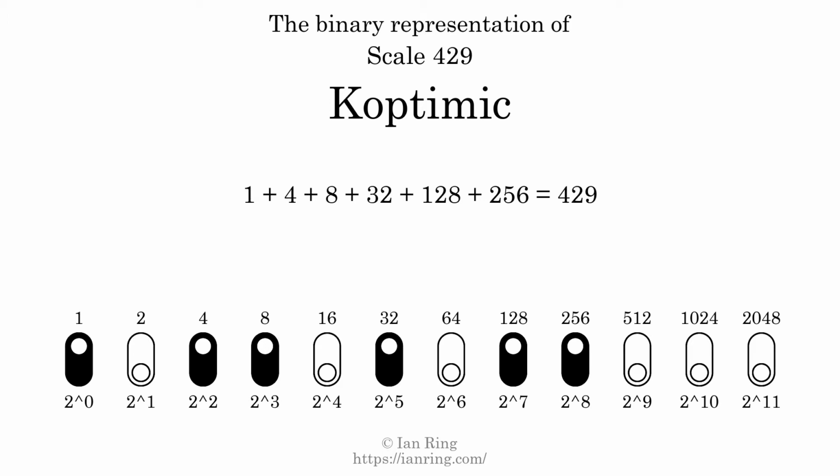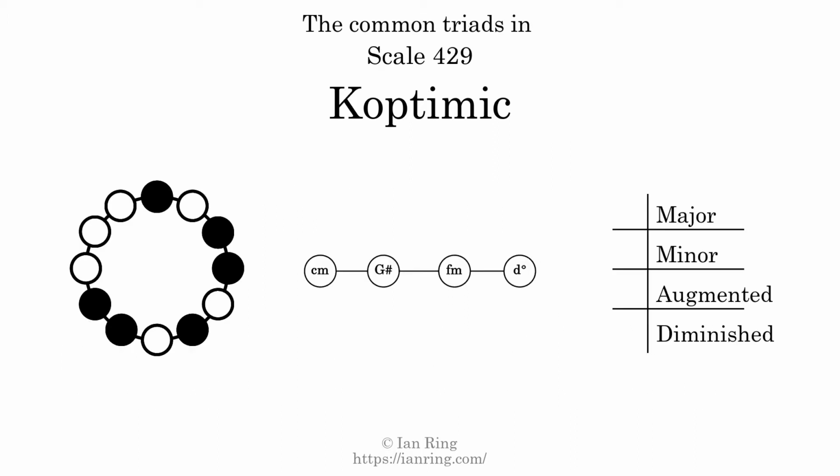The scale number not only enumerates the scale with a unique index, but it also literally describes the tonal content of the scale. Represented as a binary number in base 2, the scale number is 0001101010101. Here are the common triads present in this scale.